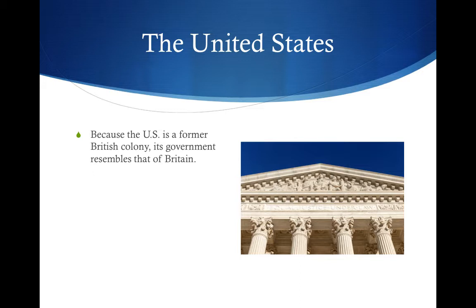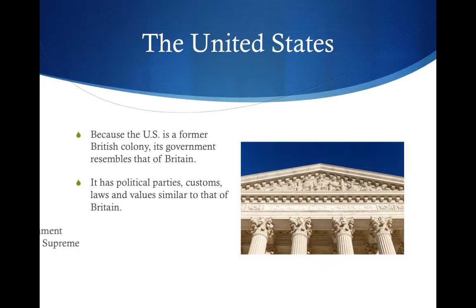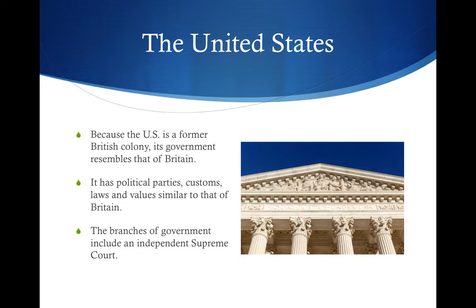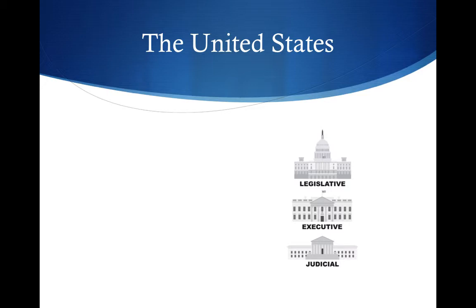Because the U.S. is a former British colony, its government resembles that of Britain. Its political parties, customs, laws, and values are similar to that of Britain. The branches of government include an independent Supreme Court. The U.S. differs from Britain in that it has a separation of powers.